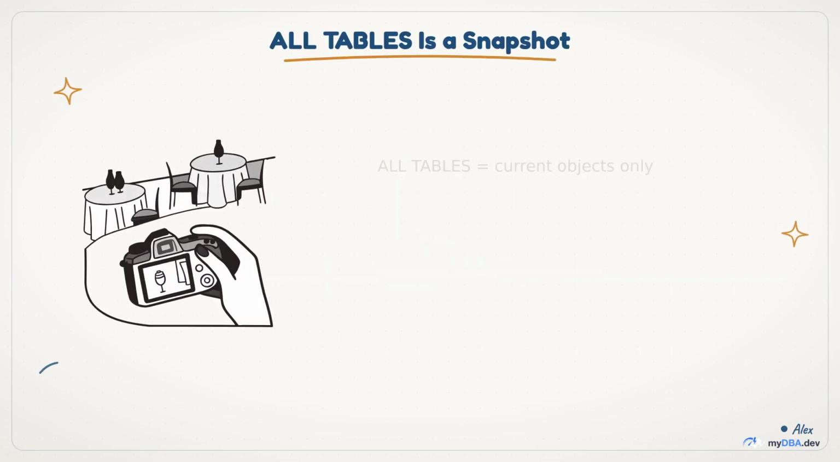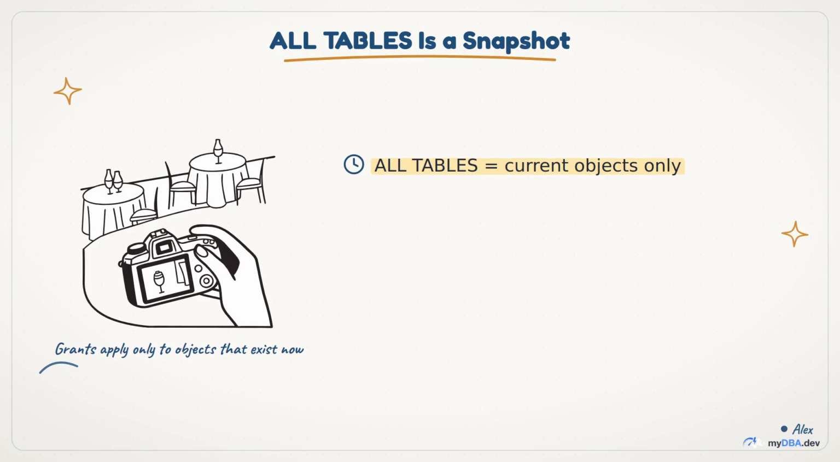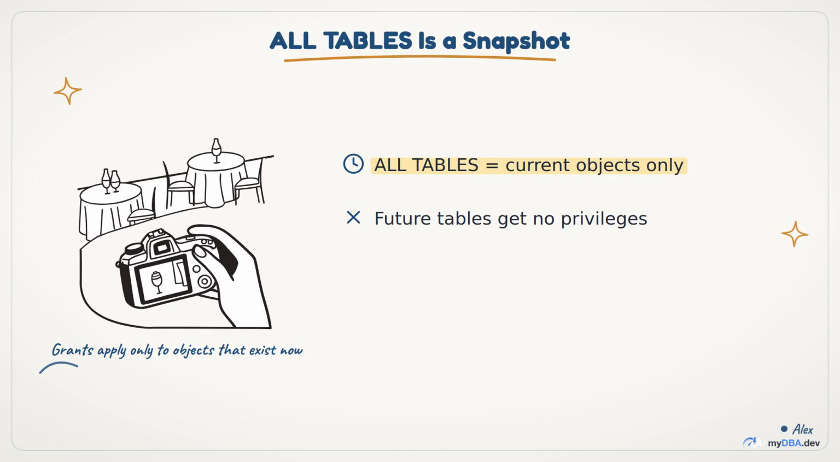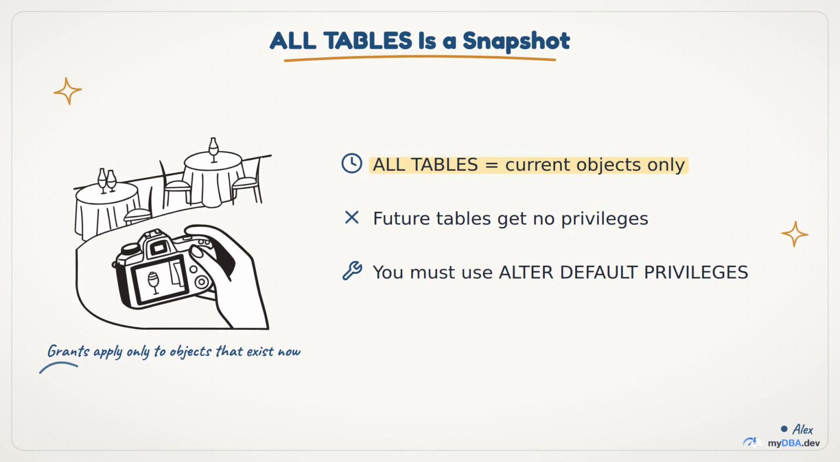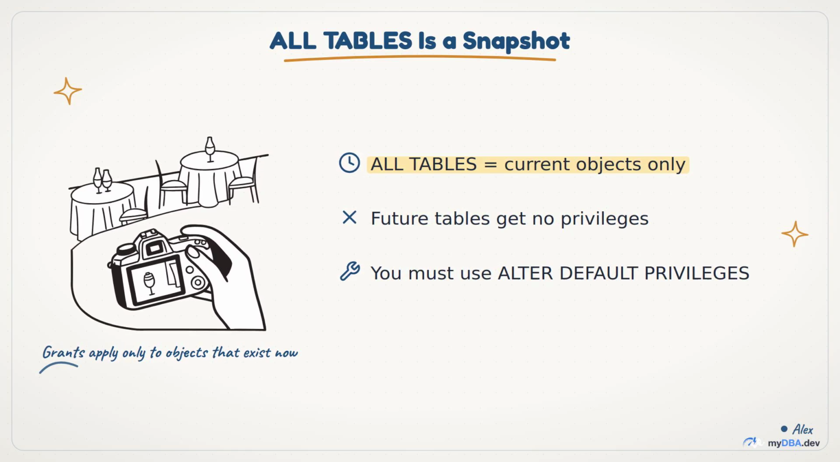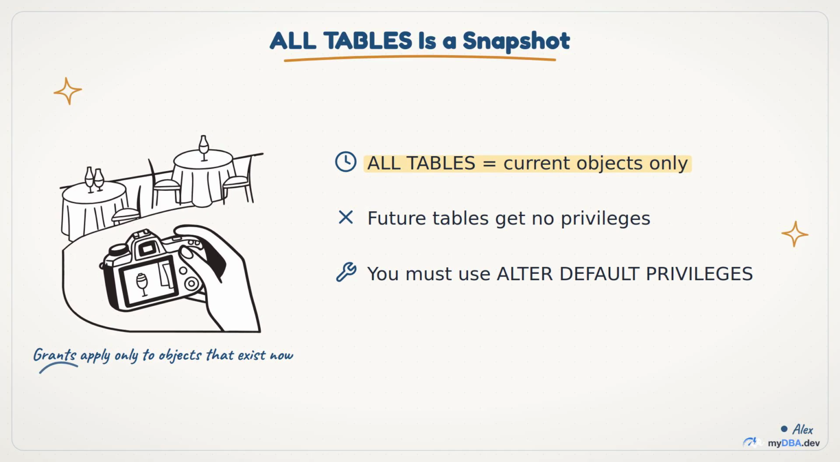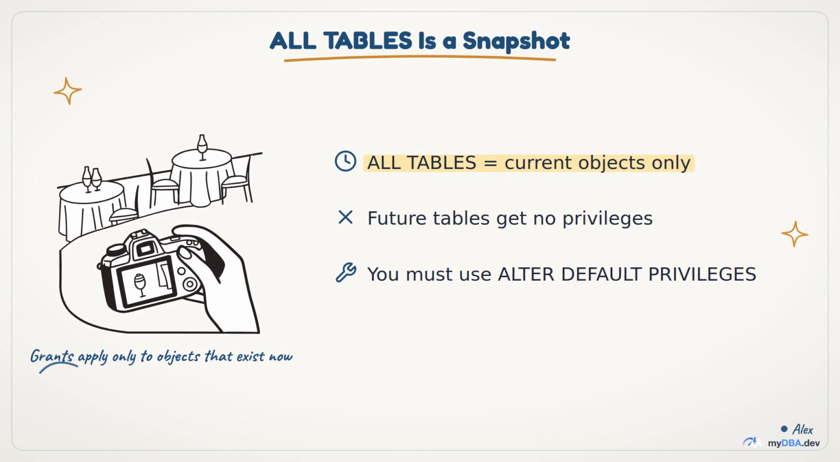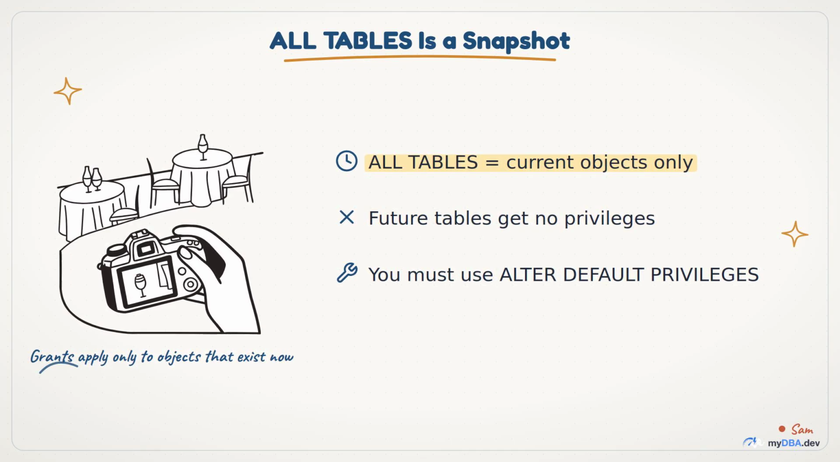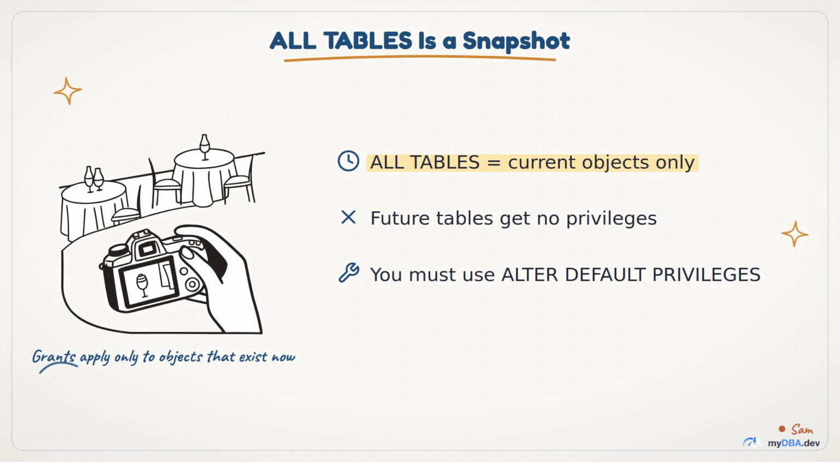When you run GRANT SELECT ON ALL TABLES IN SCHEMA public TO app_readonly, Postgres iterates over every table that exists right now and grants select. Five minutes later, someone creates a new table. That table does not automatically have grants to app_readonly unless default privileges are set. So how do I make sure future tables are covered?